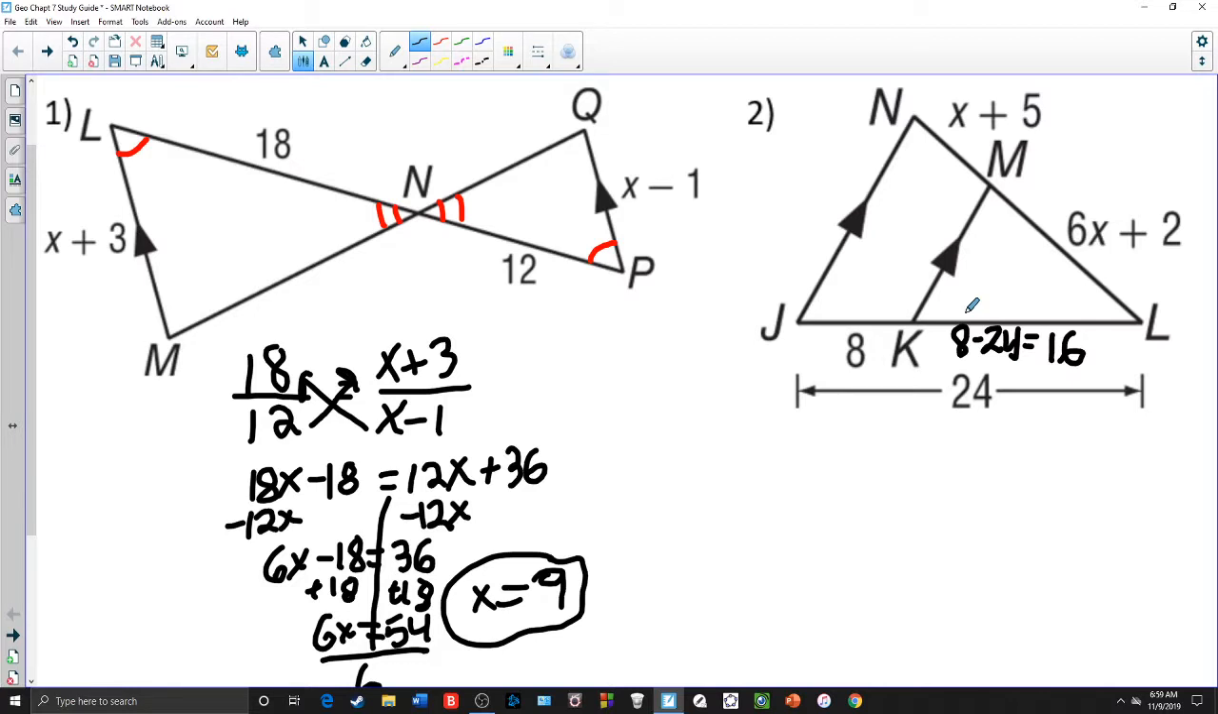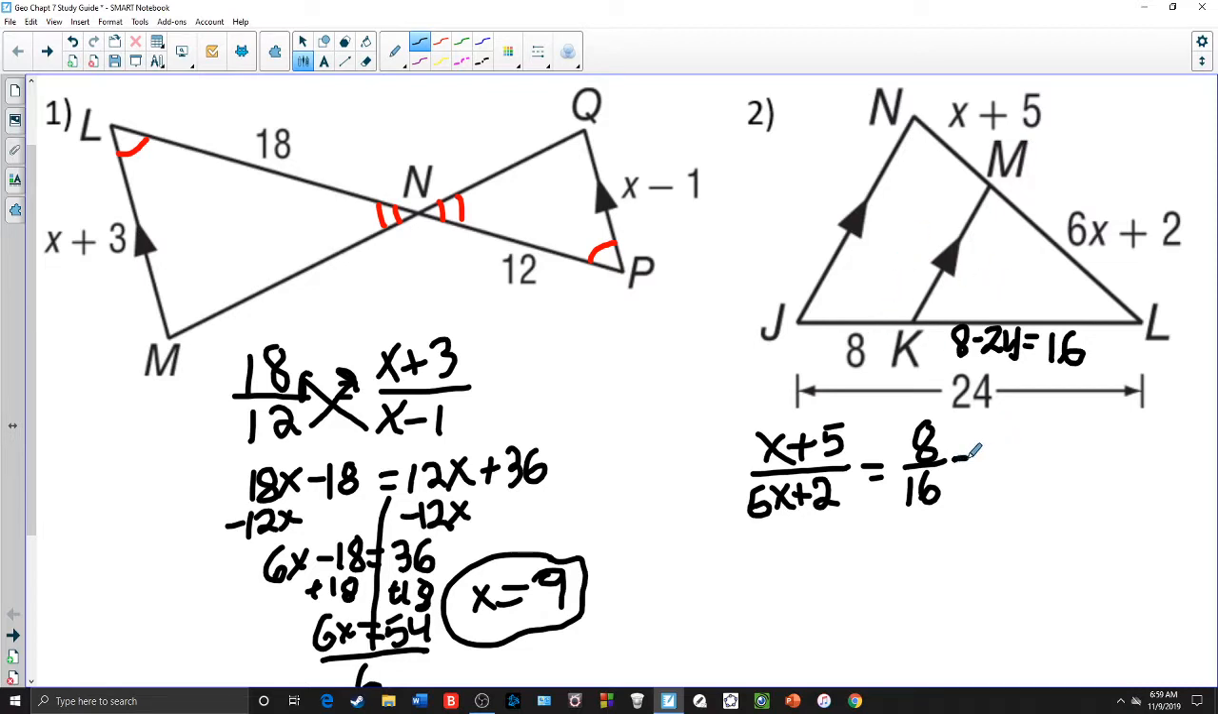So the parallel line proportions say that these two together are going to be the same as these two together in terms of a fraction. So x plus 5 over 6x plus 2, those two pieces are going to be equal to 8 over 16. So again, it's top and top are similar to bottom and bottom. So top and top fraction, bottom and bottom fraction.